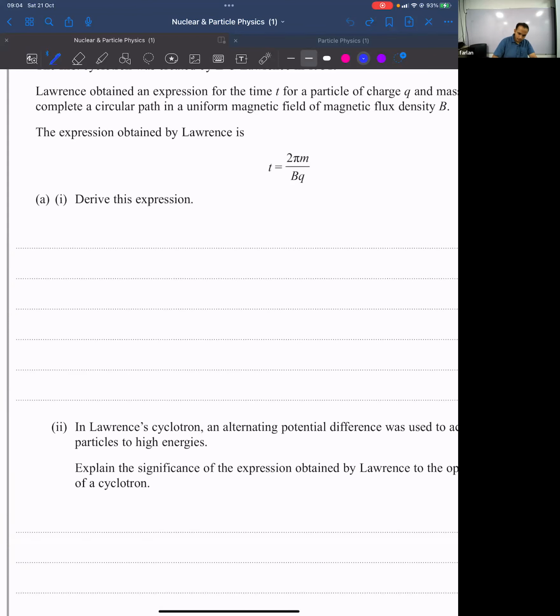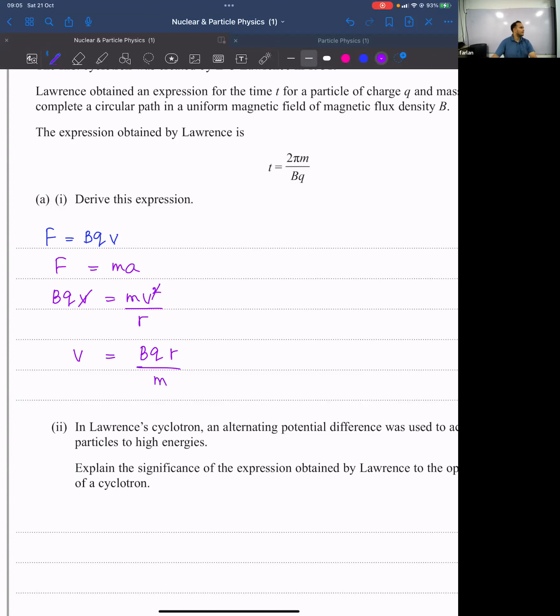So guys, the magnetic force will be F equals BQV. This is a force exerted by the magnetic field on a charge q. So if I use F equals ma for the particle moving in the circular path, F is BQV, and m times a is mV squared over r. So one of the V's will cancel off. And if I make V the subject, V equals BQr over m.